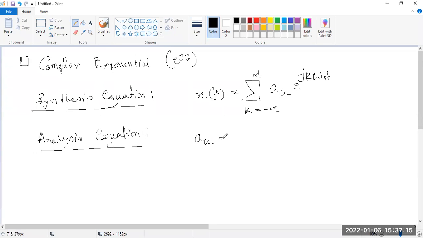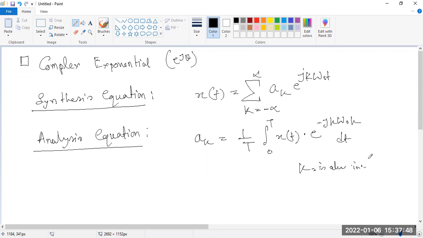That is a_k equal to 1 by T integration 0 to T x(t) e to the power minus j k omega 0 t, okay, and that is dt also. Now, k is always an integer.